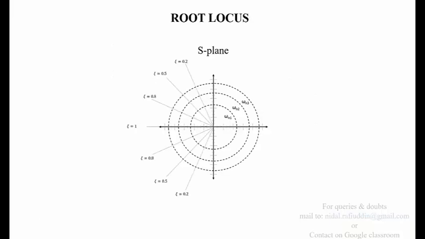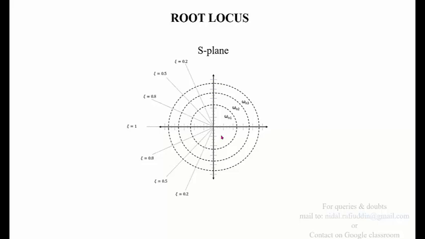So shown here is the S-plane portraying different values of natural frequency of oscillation omega n, and for different zetas. For different values of omega n, you have different circles of different radius, and for different zetas, you have lines growing out from the origin radially. For example, shown here are lines corresponding to zeta equal to 0.2, zeta equal to 0.5, 0.8, and 1.